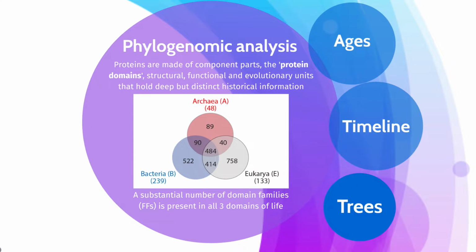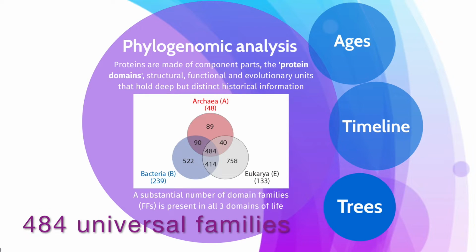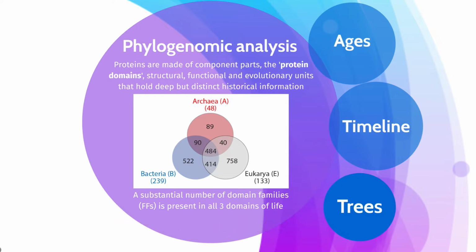Structural phylogenomic analysis strongly supports the Archaea-First hypothesis. Proteins are made of component parts. These are the protein domains, which are the structural, functional, and evolutionary units that hold deep historical information. A Venn diagram describing how domains of life share domain families reveals a substantial number of universal families. This fact indicates protein structures hold a strong memory of evolutionary history.